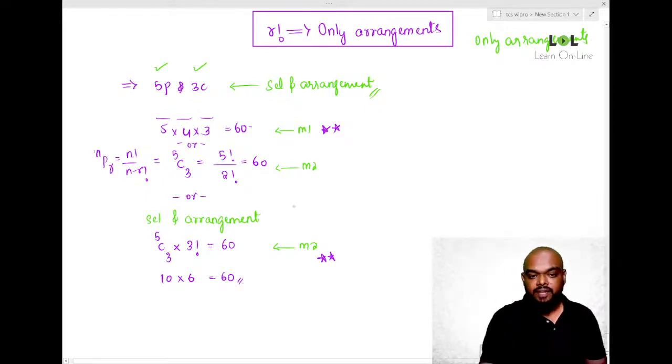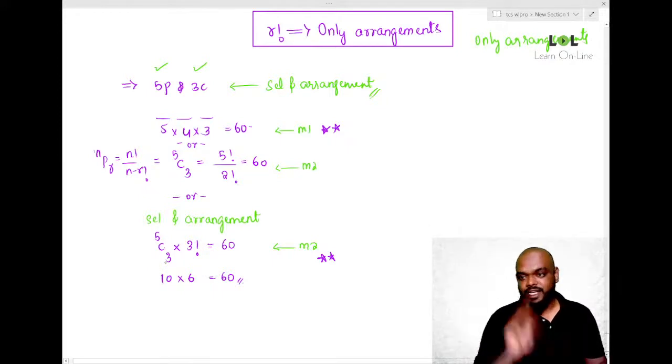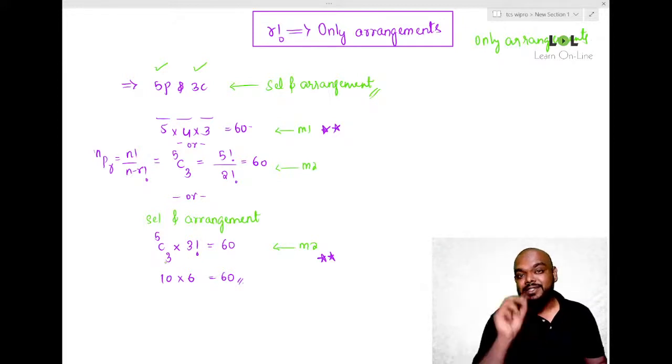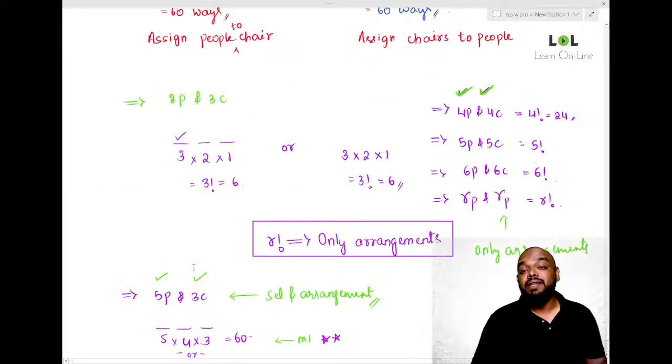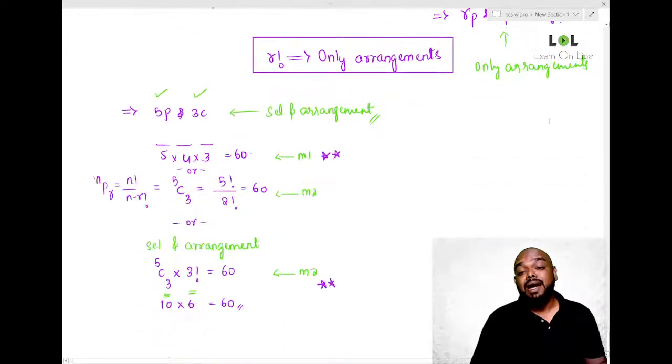Okay, so first look at the third method. If you didn't understand, we have only 3 chairs. In 3 chairs, we can put only 3 people, but we have 5 people. So I need to select 3 people out of 5 people. How many ways can I select 3 people out of 5 people? 5C3 ways. Now we selected 3 people, and for them, we have 3 chairs. 3 people can be arranged in 3 chairs in 3 factorial ways. 4 people, 4 chairs, 4 factorial. 5 people, 5 chairs, 5 factorial. 6 people, 6 chairs, 6 factorial, and r people, r chairs, r factorial.